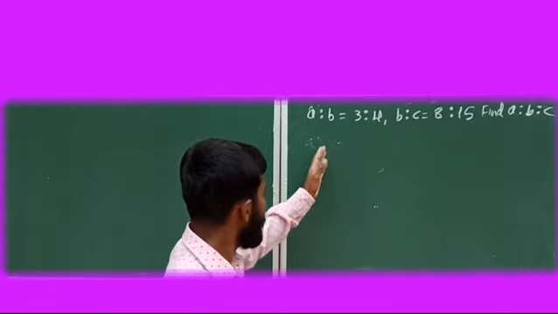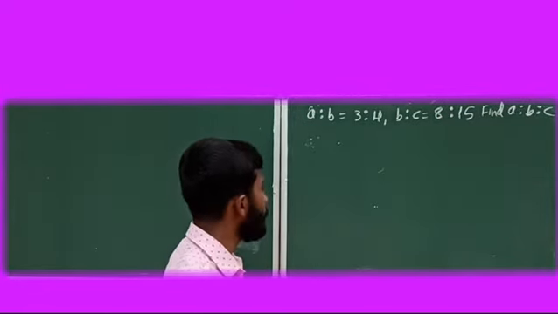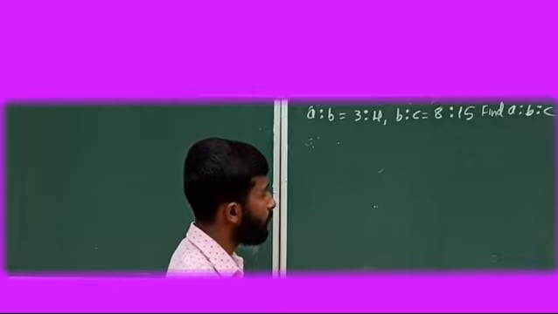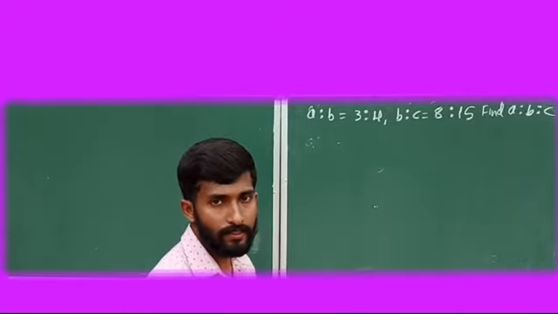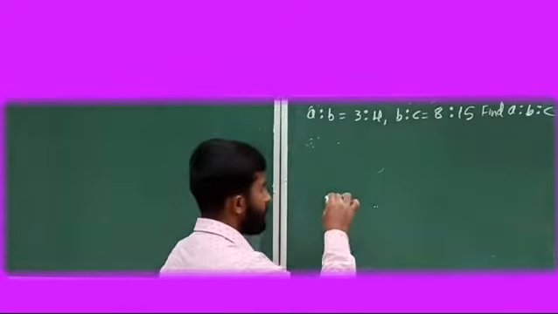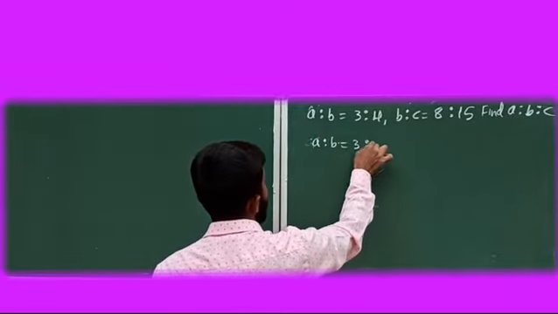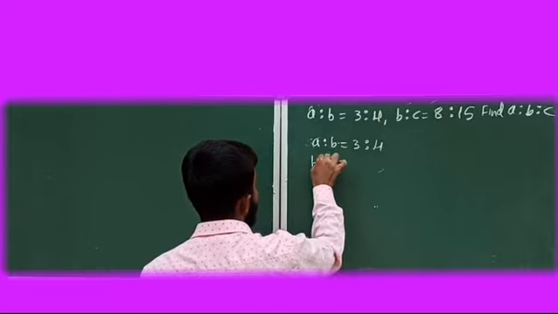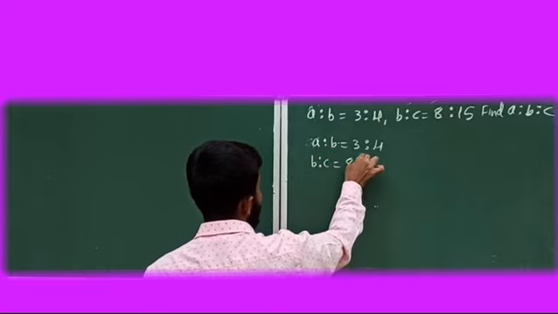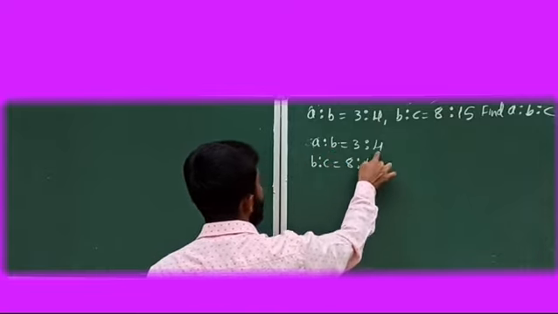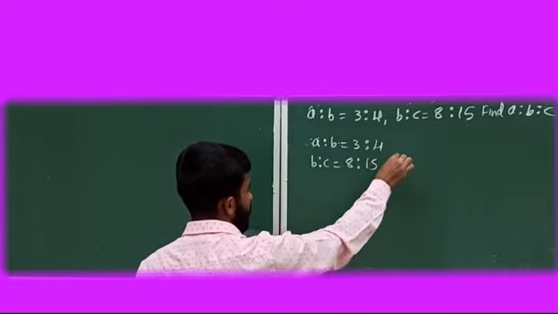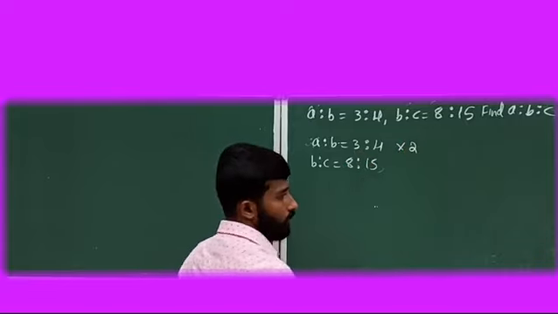See the next question. A ratio B is equal to 3 is to 4. B ratio C is equal to 8 ratio 15. Find A ratio B ratio C. Similar to the previous problem, write A ratio B is equal to 3 is to 4, and B ratio C is equal to 8 ratio 15. Here B you can see 4, here B you can see 8. For that reason, multiply here 2.